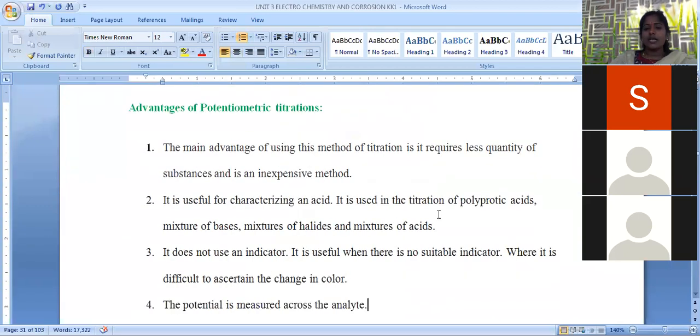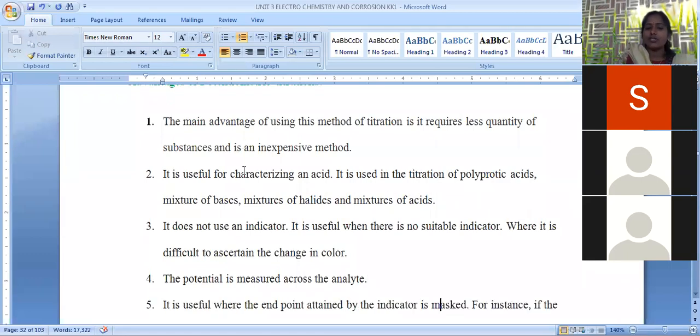Advantages of potentiometric titrations. Why do we have to perform this type of instrumental method instead of normal volumetric titration? Because the main advantage is it requires less quantity of substances. We are not taking solution each time. Only 1 ml of titrant is required from the burette, and 20 ml of initial solution we are taking. That is repeated several times. That's why the quantity of solution required is very less. That's why we can conserve the solutions, so the process becomes inexpensive.